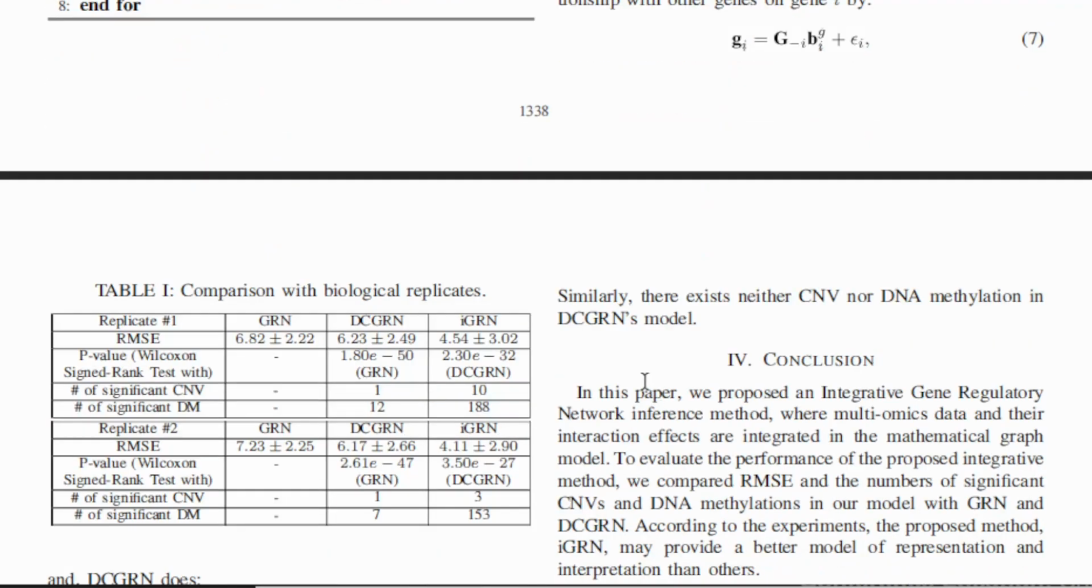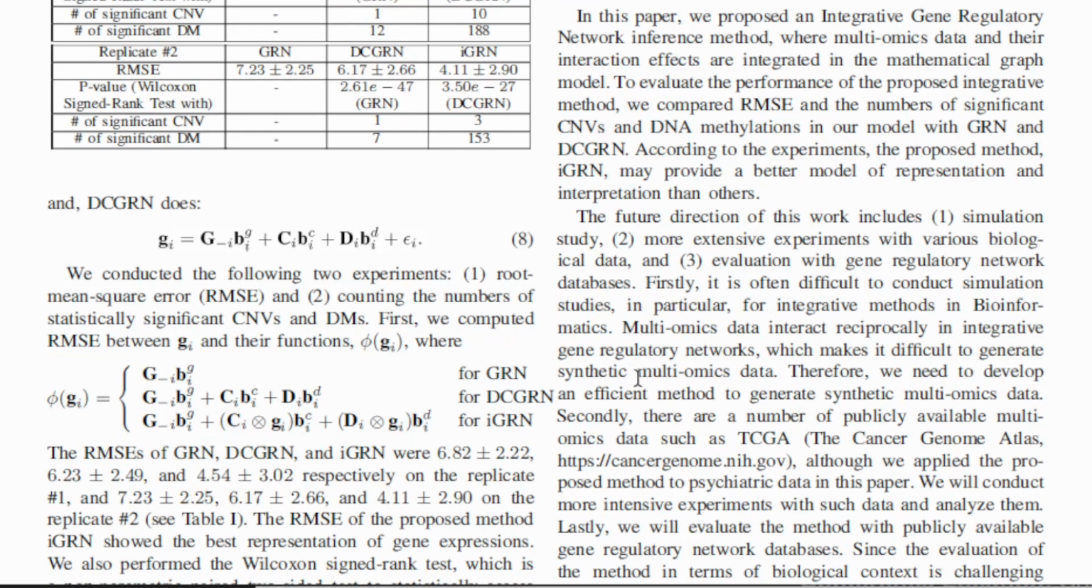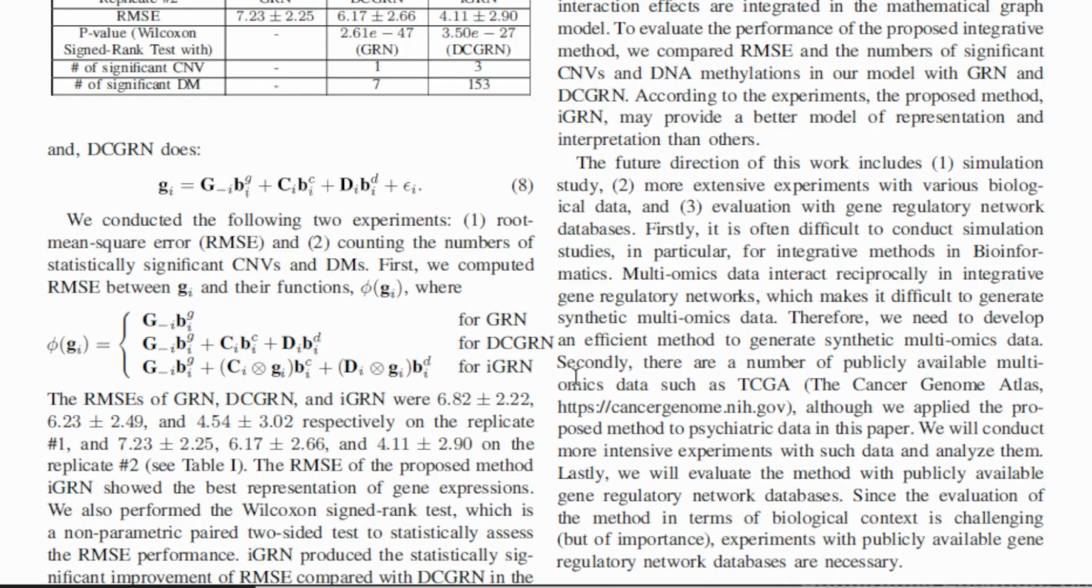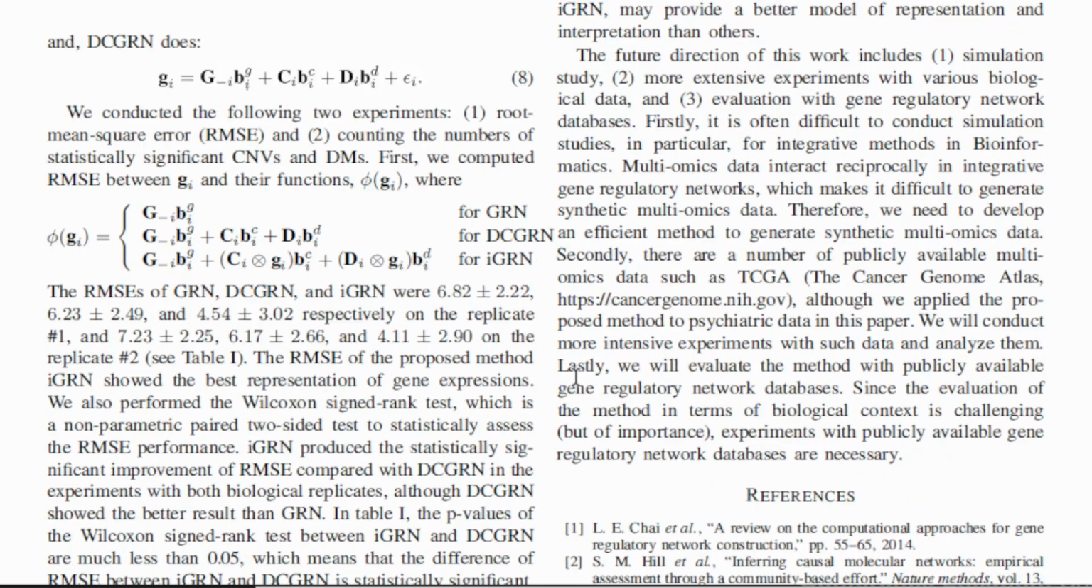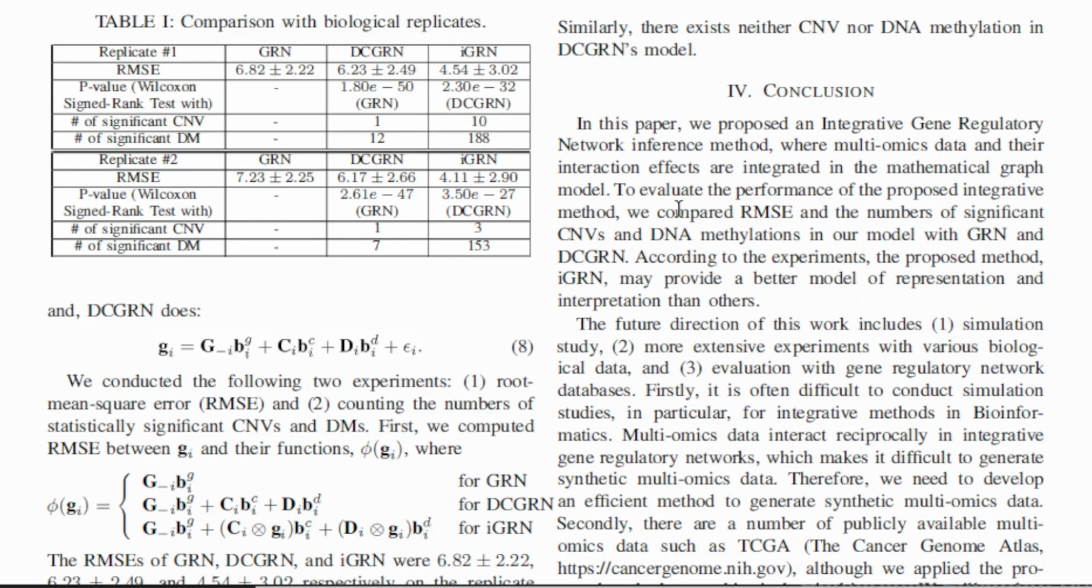Similarly, there exists neither CNV nor DNA methylation in GRN's model. 4. Conclusion. In this paper, we proposed an integrative gene regulatory network inference method, where multi-omics data and their interaction effects are integrated in the mathematical graph model. To evaluate the performance of the proposed integrative method, we compared RMSE and the numbers of significant CNVs and DNA methylations in our model with GRN and DCGRN.